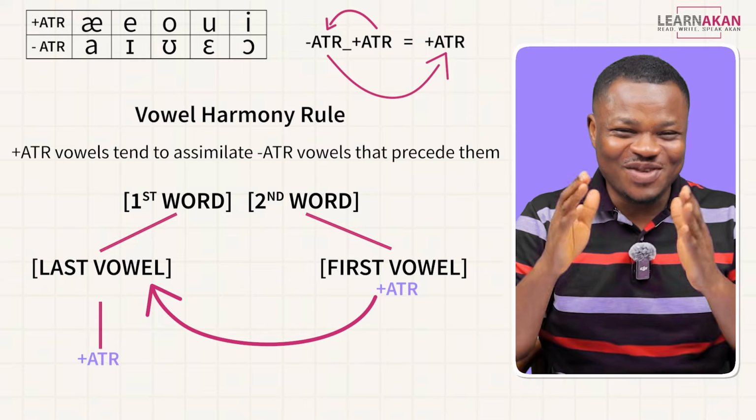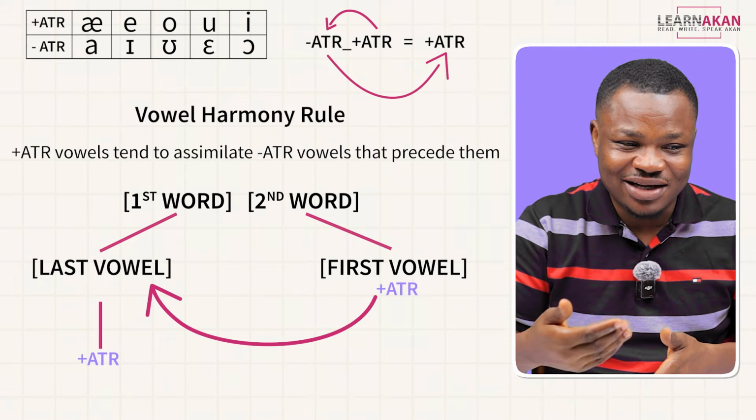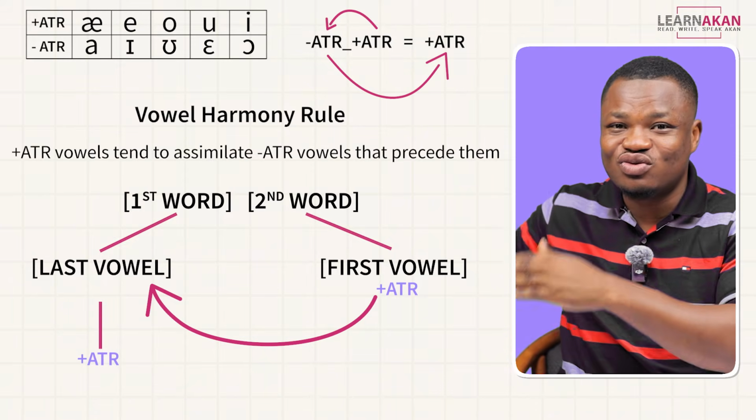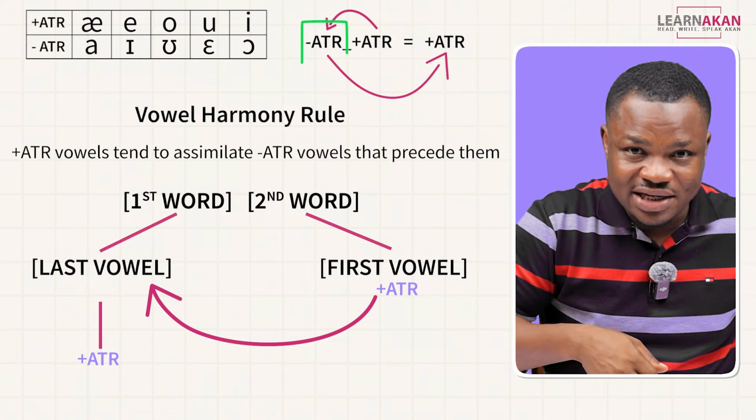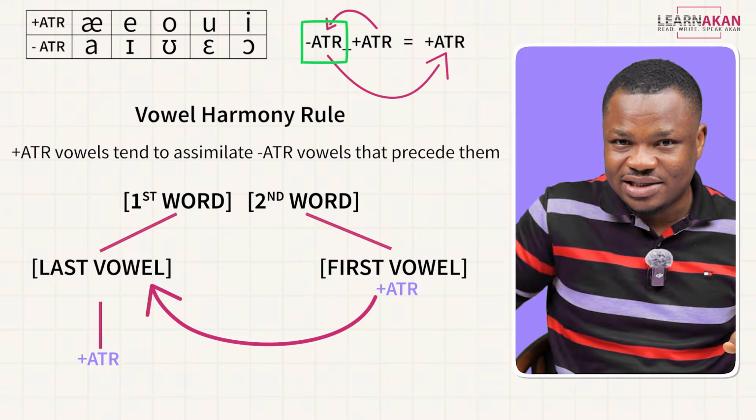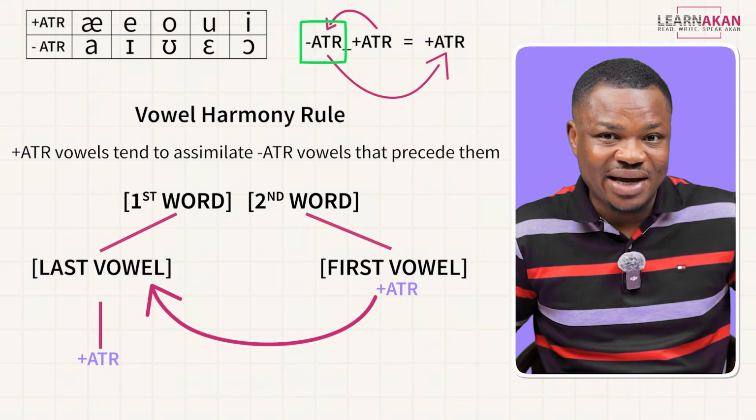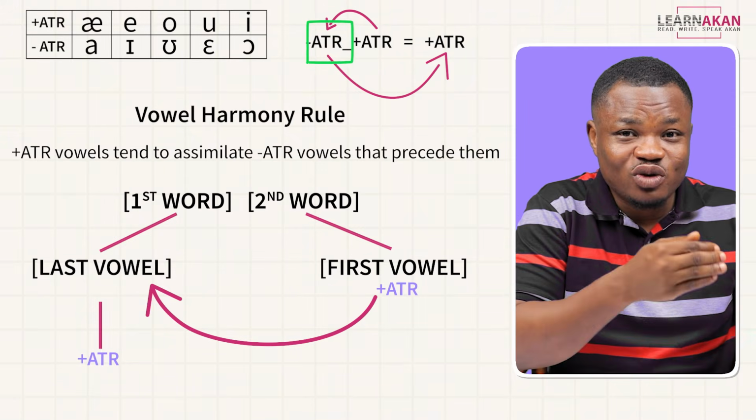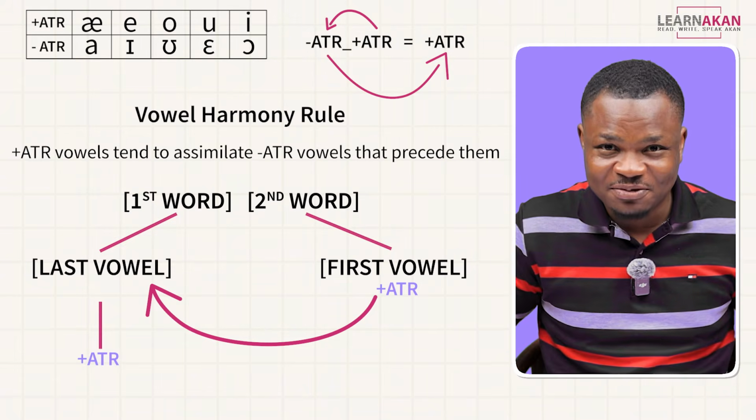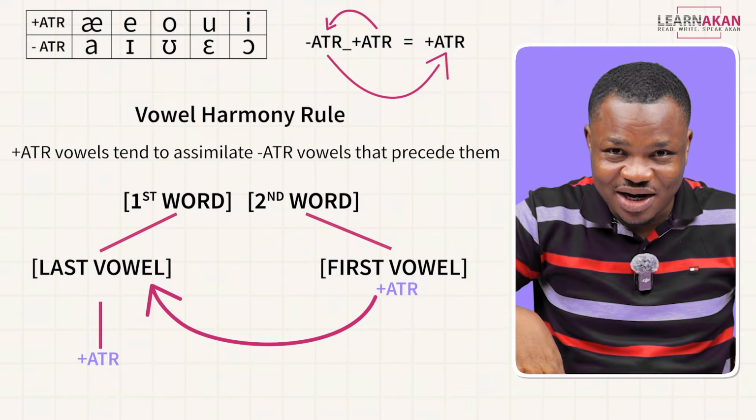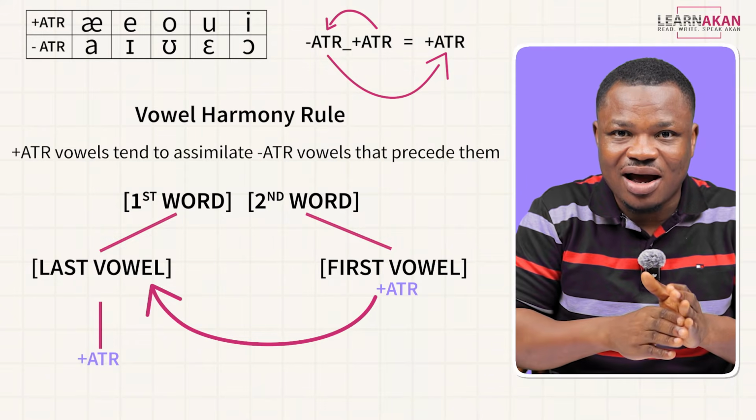Let's go back. So we said vowel harmony ensures that there is harmony, right? And how it does that, when there are sounds from the two sets appearing within an environment, is that if there is a minus ATR sound and the next vowel sound is plus ATR, the plus ATR sound causes the minus ATR sound that precedes it to change into a plus ATR equivalent to ensure that there is harmony. Now, this is within a word. But this same rule applies across words.